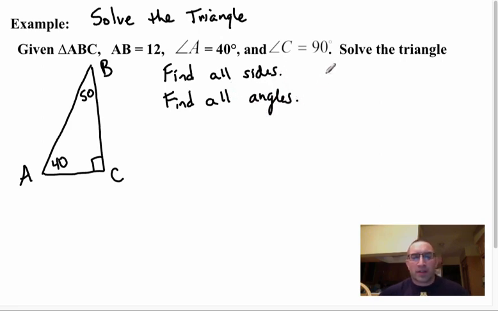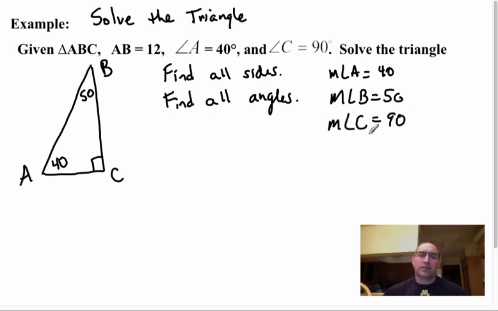So I already know the measure of angle A is 40. The measure of angle B is 50. And the measure of angle C is 90. So I have that. All that's left to do is find A, B, and C sides. AB is 12, and that corresponds to little c. Now, in order to find the other sides, I'm going to have to use some trigonometry. And if I think of the 40 over here, that's going to help me find A.